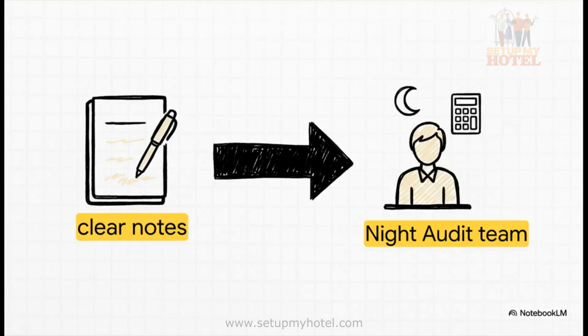And the last piece of the puzzle on the back end is your notes in the system. Be clear, be brief, but give the details. The night audit team and the accountants will see this later, and your notes tell them the story. You don't want them having to guess what was going on.